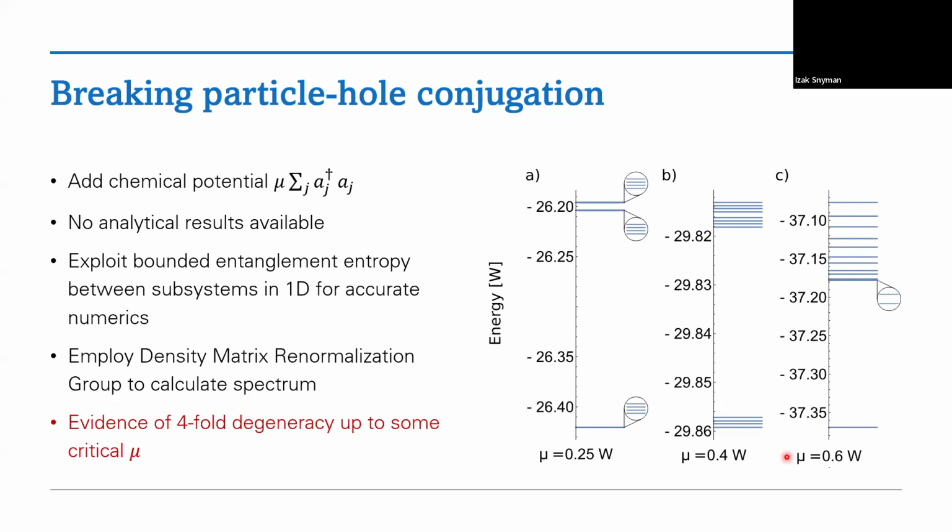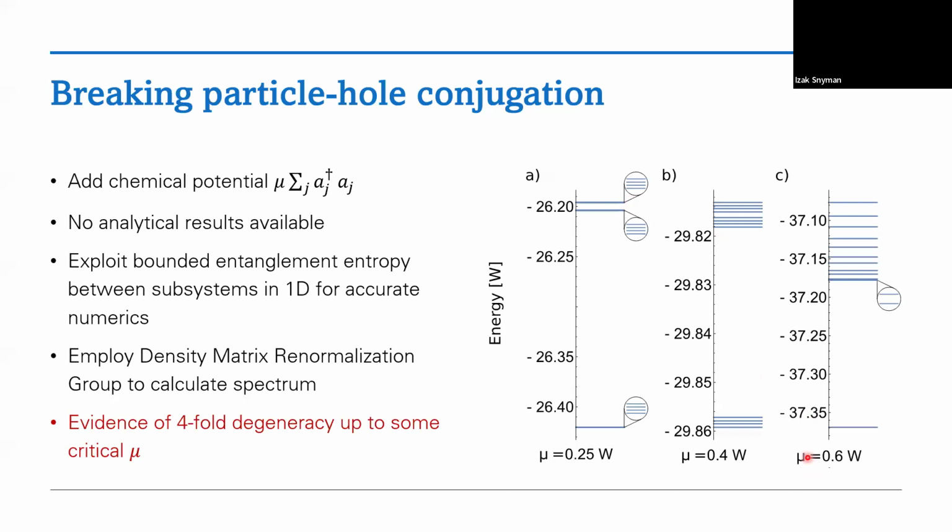So we wrote our own code and implemented it, and we looked at adding a chemical potential which breaks particle-hole symmetry. We saw that below some critical value, it seems that we still have all the lowest excitations, at least this fourfold degeneracy. It's not perfect. This is a finite system, with something like 60 sites. That's what we can do in a reasonable amount of time.